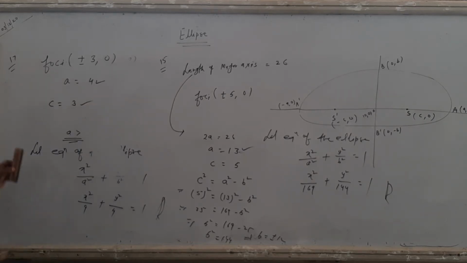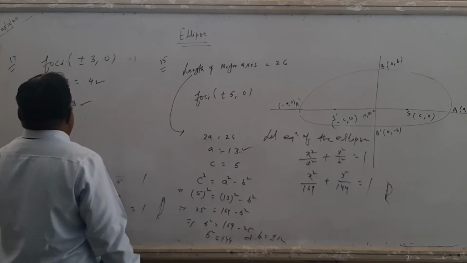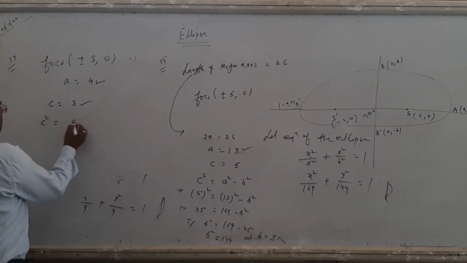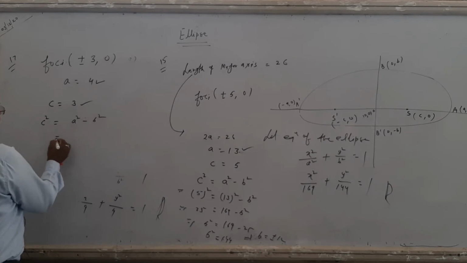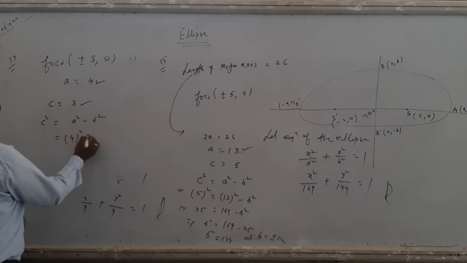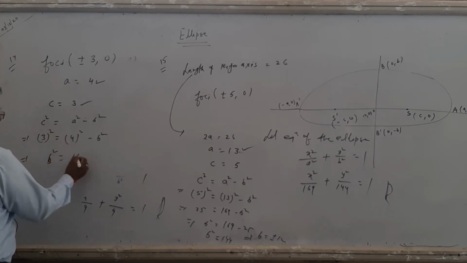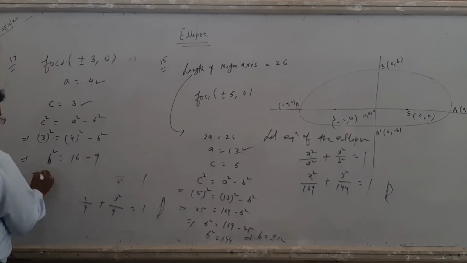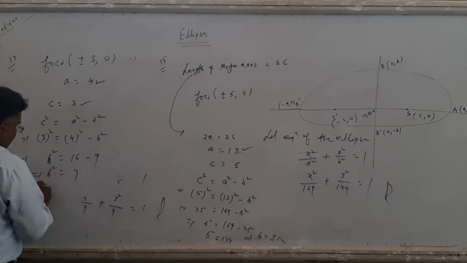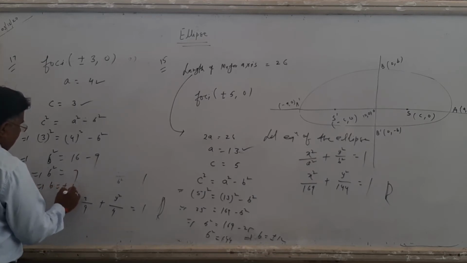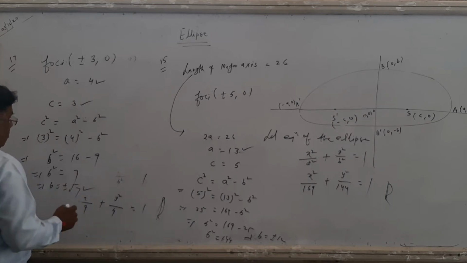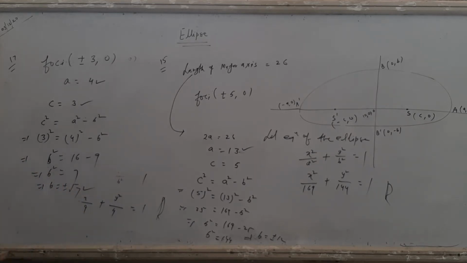Same formula, c square equals a square minus b square, right. If you find c, c square equals a square minus b square, that means a is 4, square of 4, minus b square as it is, and c is square of 3. That means b square equals square of 4, 16 minus 9. So what is the value of b square? 16 minus 9 is 7. Then b equals plus minus root 7. The value of b is root 7, that means 2 point something, right?